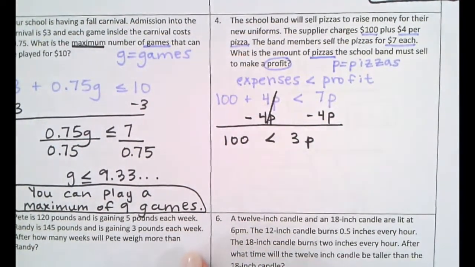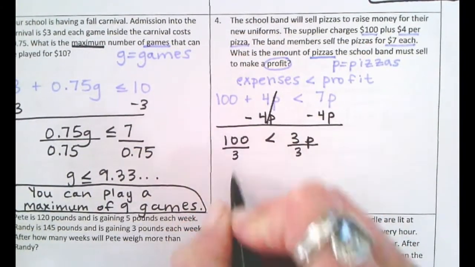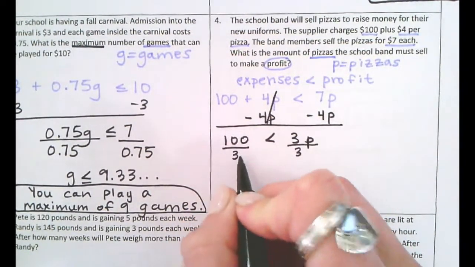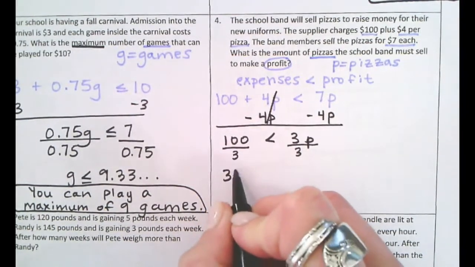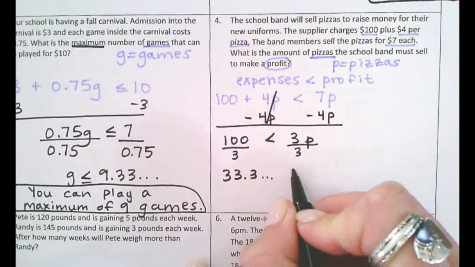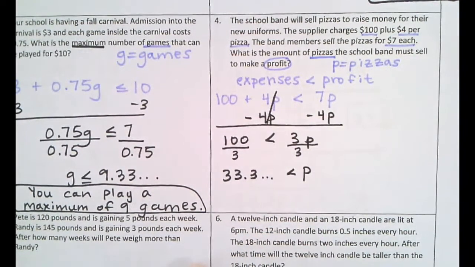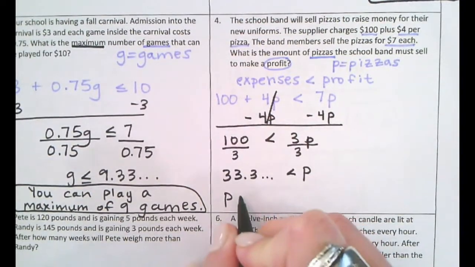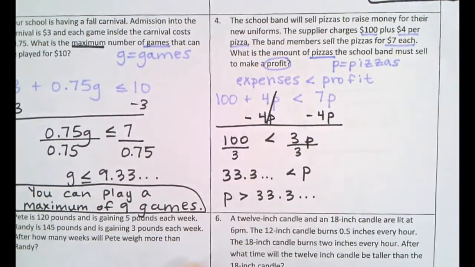Next, I'm going to get p by itself by dividing by 3. This is going to give me a fraction here, which I'm just going to go ahead and write as 33.3, and this one's also repeating, less than p. I am going to rewrite this, though, in standard form, just like we did before we graphed, and write p is greater than 33.3 repeating.